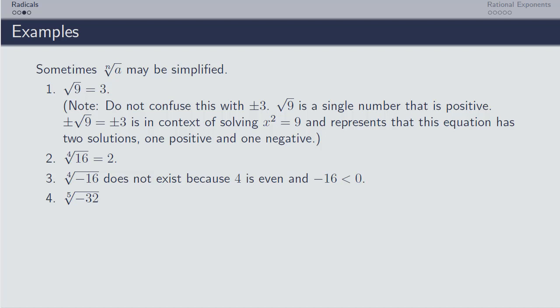But the fifth root of negative 32, no problems there, right? 5 is odd, and so negative 2 times negative 2 times negative 2 times negative 2 times negative 2, right? Some of those negative signs cancel, but we're left with 1 left over, and so the fifth root of negative 32 is negative 2.